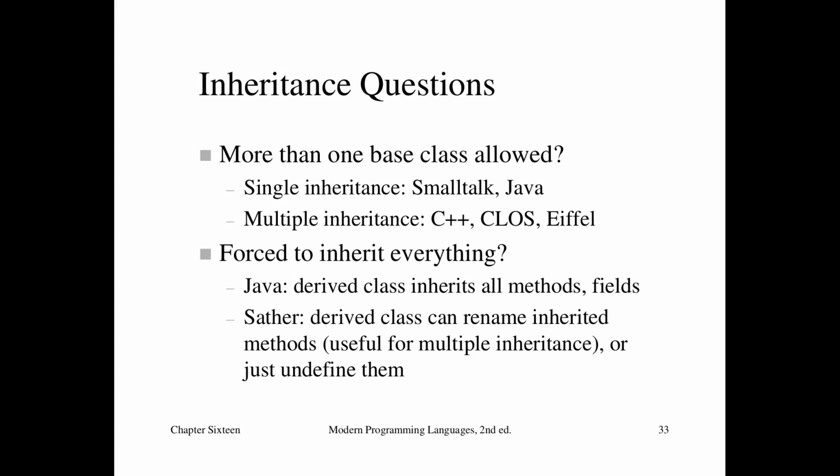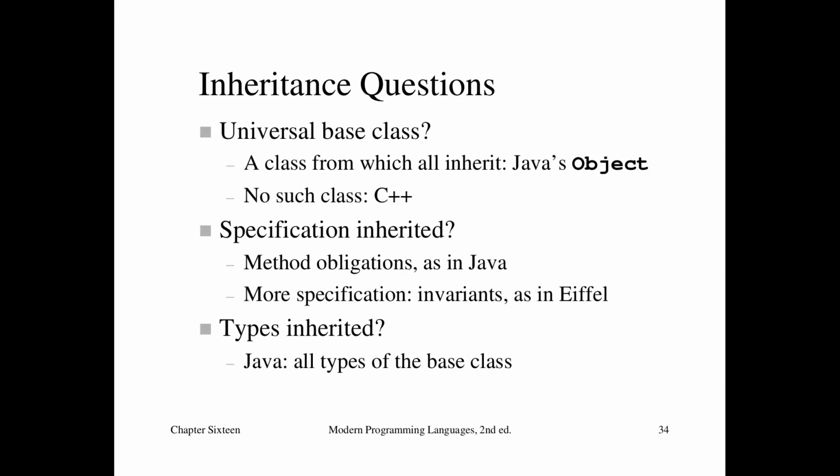which is mentioned here, derived classes can rename inherited methods, which allows us to handle multiple inheritance. But you can also undefine certain methods, as if they're not a part of that class, and thus we did not inherit them.